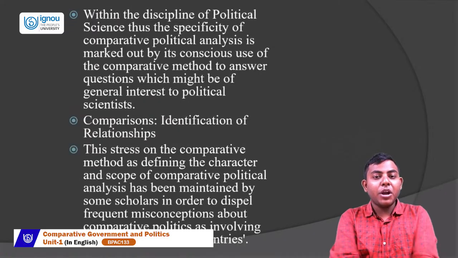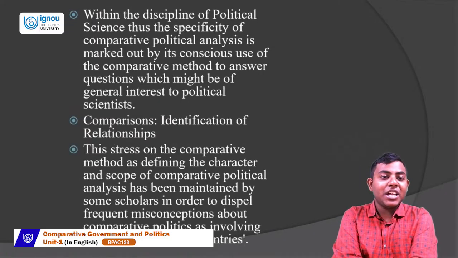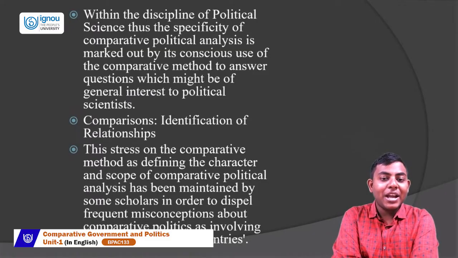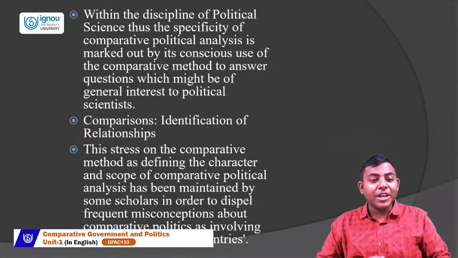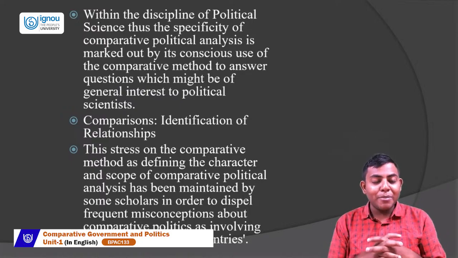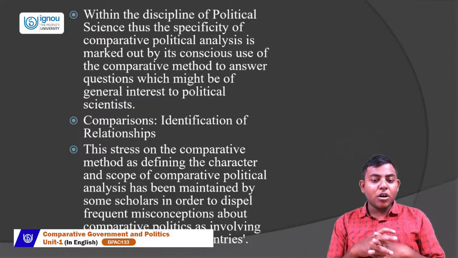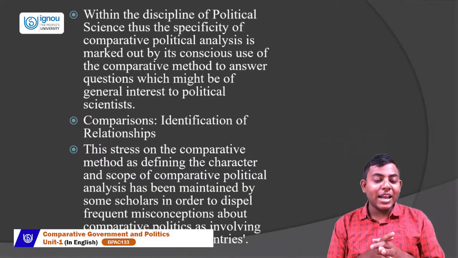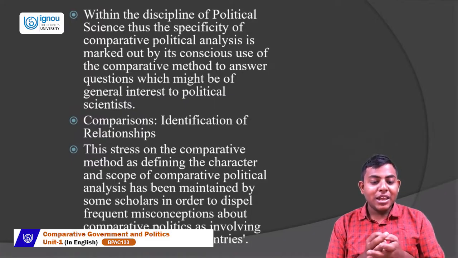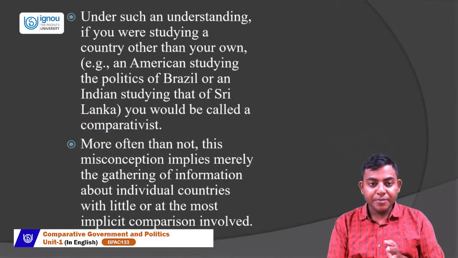So within the discipline of political science, the specificity of comparative political analysis is marked out by its conscious use of the comparative method to answer questions which might be of general interest to political scientists. Now, if we talk about the identification of relationships while making comparisons, this stress on the comparative method as defining the character and scope of comparative political analysis has been maintained by some scholars in order to dispel frequent misconceptions about comparative politics as involving the study of foreign countries.